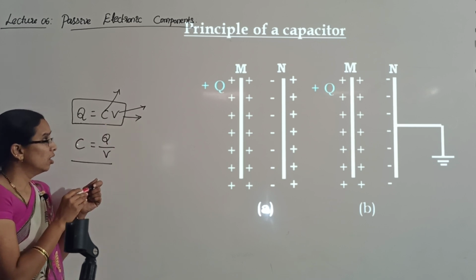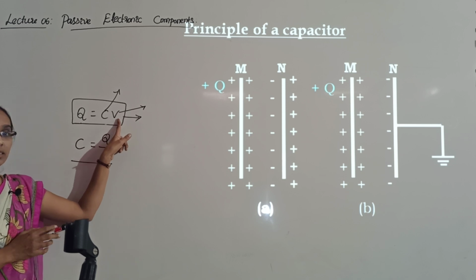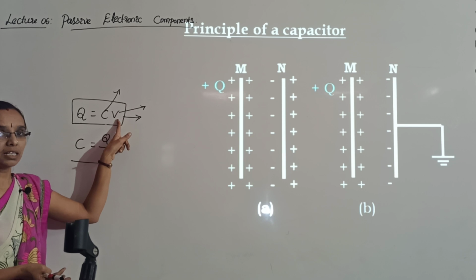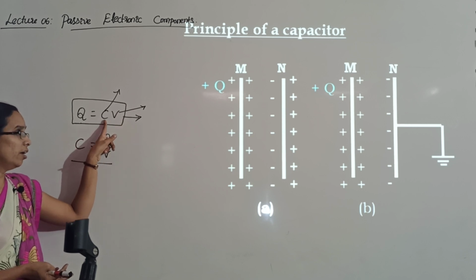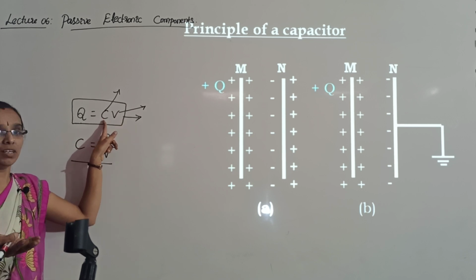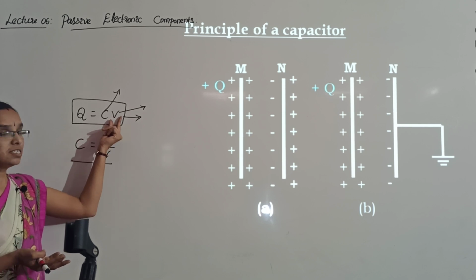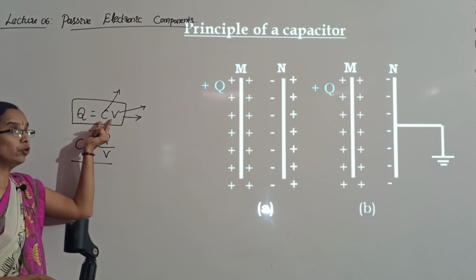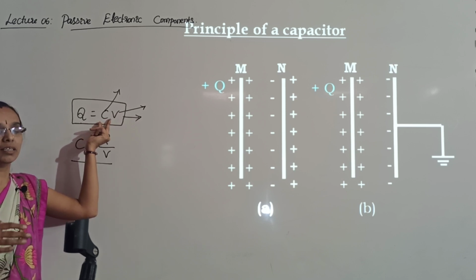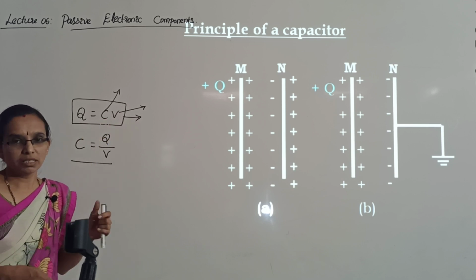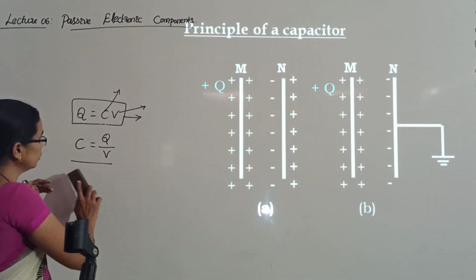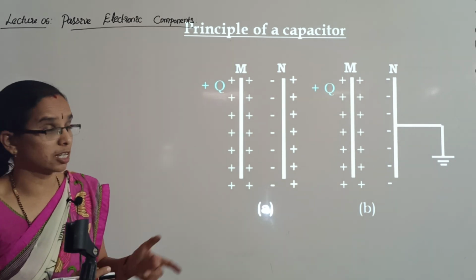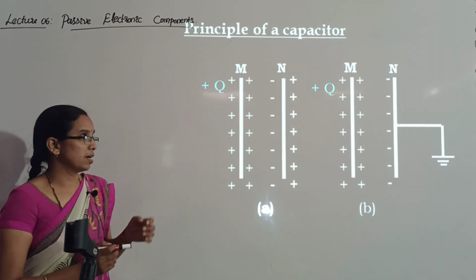The amount of charge stored in the capacitor depends on the voltage across the capacitor or the capacitance of the capacitor. If you increase the voltage across the capacitor, you can store more charges, or if you increase the capacitance of the capacitor, then also you can store more charges. How the capacitance of the capacitor will be increased will be explained in the principle of capacitor.